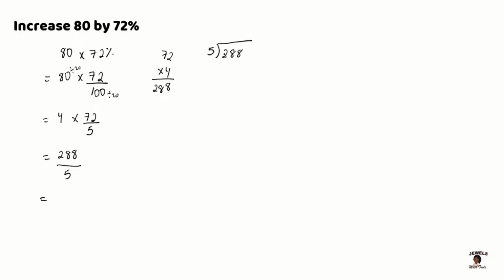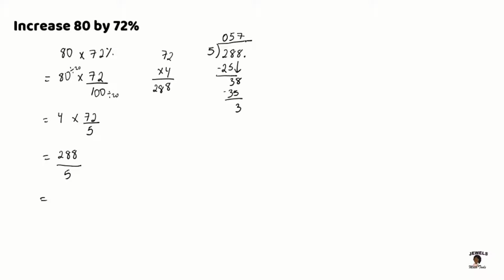So 5 can't divide into 2. We'll write in our 0. 5 goes into 28 5 times. 5 times 5 is 25. 28 minus 25 gives us a difference of 3. We're going to bring down our 8, changing our 3 into 38. 5 goes into 38 7 times. 7 times 5 is 35. 38 minus 35 will give us a difference of 3.